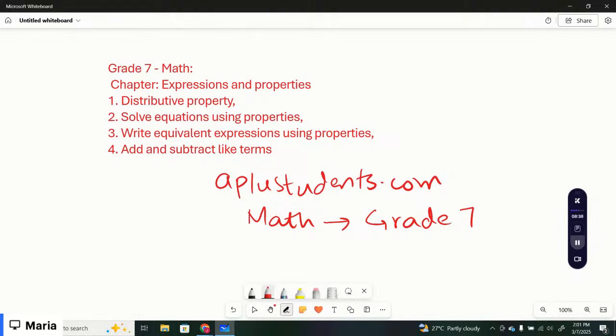We're going to start with the chapter expressions and properties. The lessons we're going to cover today are distributive property, solve equations using properties, write equivalent expressions using properties, add and subtract like terms. Please make sure you have your notebook and pencil so that you can note down the important examples and definitions as well.